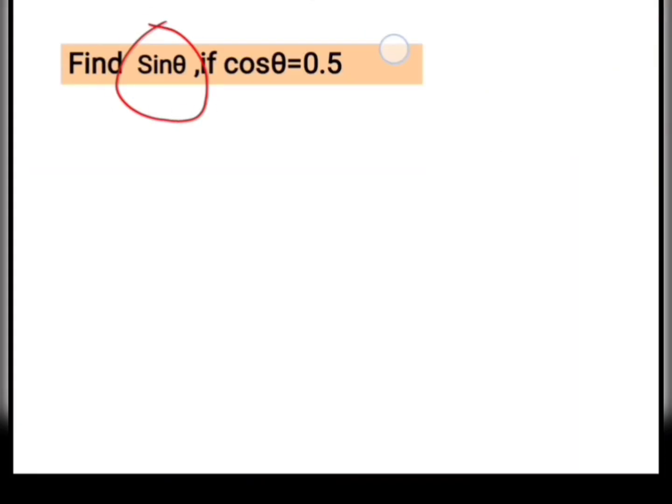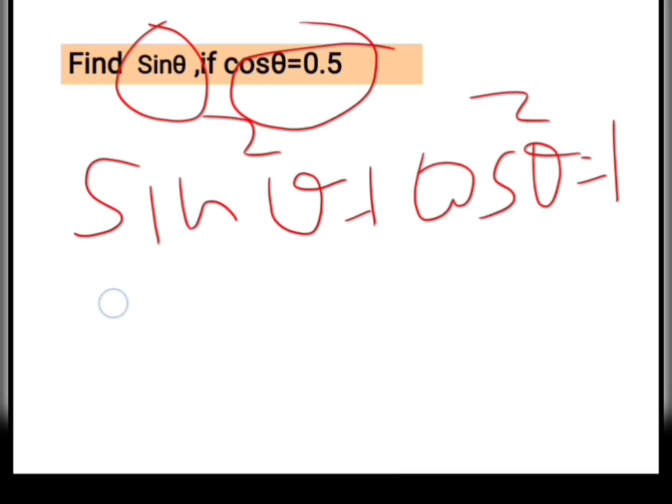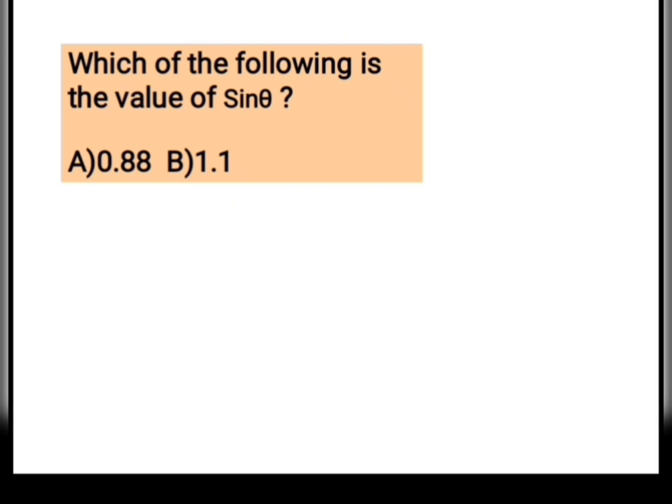It is asked to find sin theta if the cos theta value is 0.5. We just now solved a theorem which gave you sin square theta plus cos square theta is equal to 1. So substituting cos theta equal to 0.5, sin square theta plus 0.5 whole square is equal to 1. When you solve them, you will get the sin theta value. Here it is asked which of the following is the value of sin theta. Is it 0.88 or 1.1?